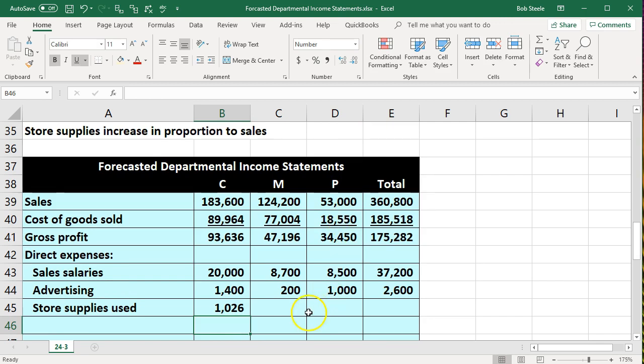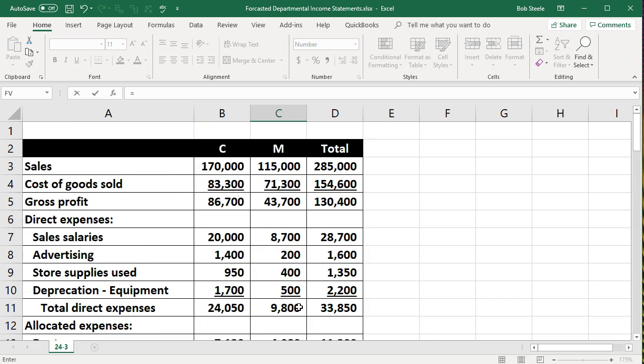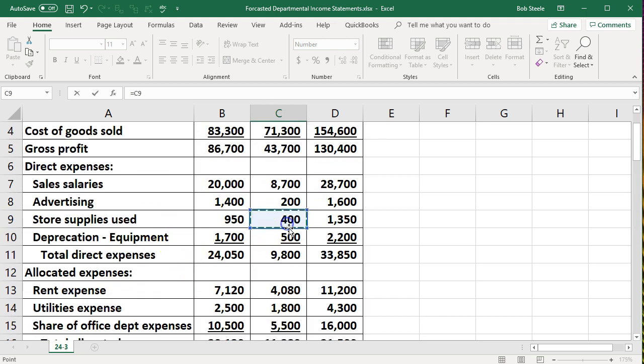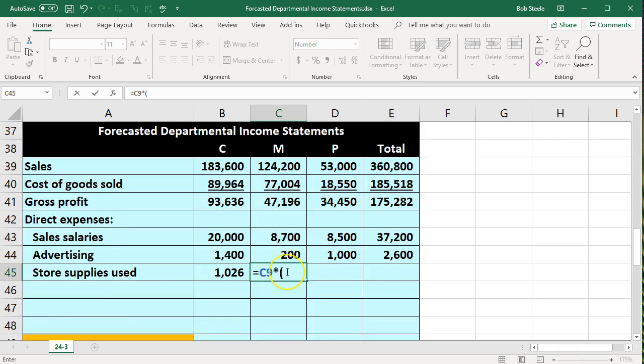So there's the 1026. We'll do the same for M equals, scrolling back up to the store supplies. Store supplies, here's the 400. We're going to say times, brackets, and here's so you can see it, I scroll back down, 1 plus 8%. So again, it's basically the store supplies last year times 8% plus the store supplies last year, or store supplies last year times 108%, or 1.08. And that gives us the 432.